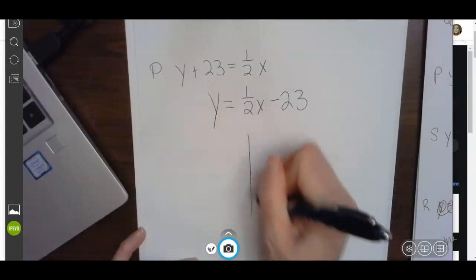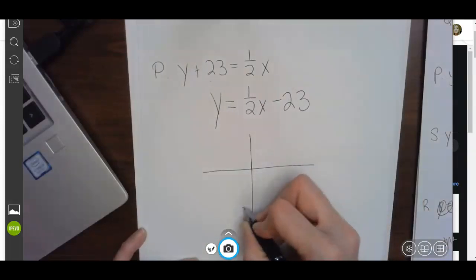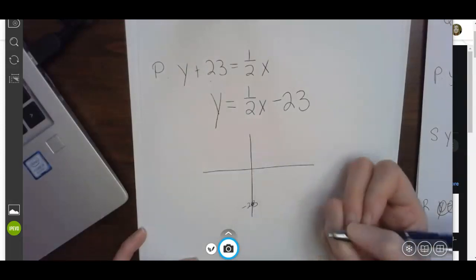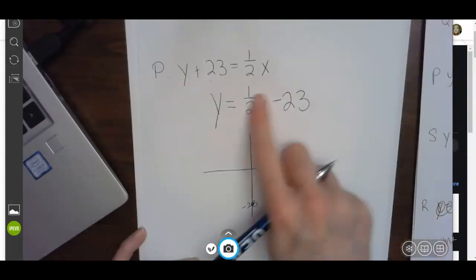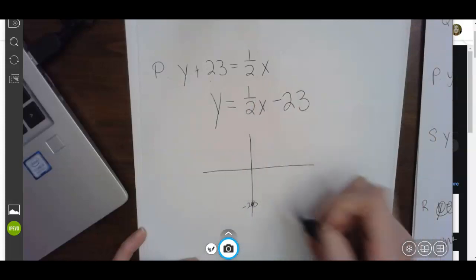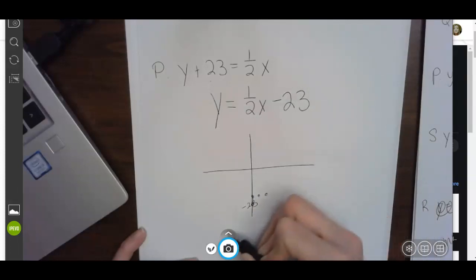Now, when we go to graph it, you're going to count down all the way to negative 23 down here and put your little dot, and then you're graphing 1/2, which is, remember, it's always rise over run, and it's positive, so that means you're going to move on your positive axis. So you're going to go up 1 and over 2. And that's your line, you graph your line.